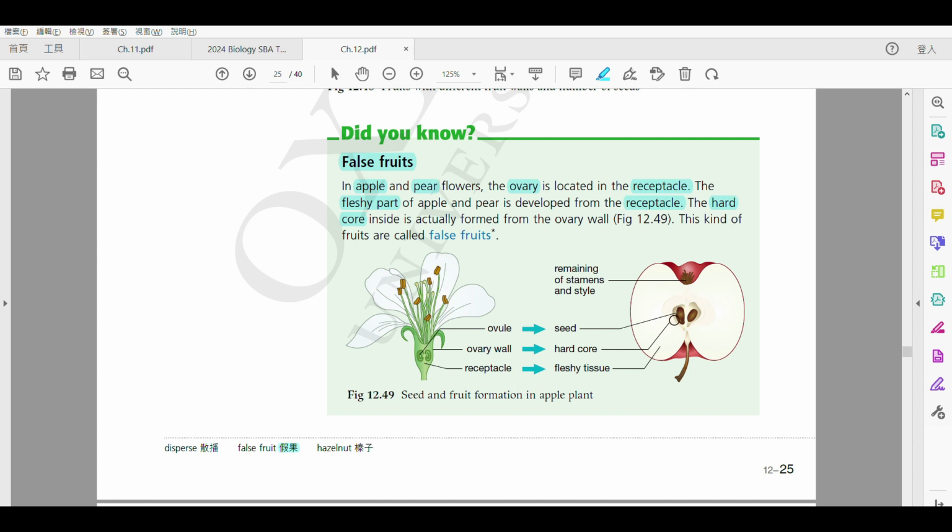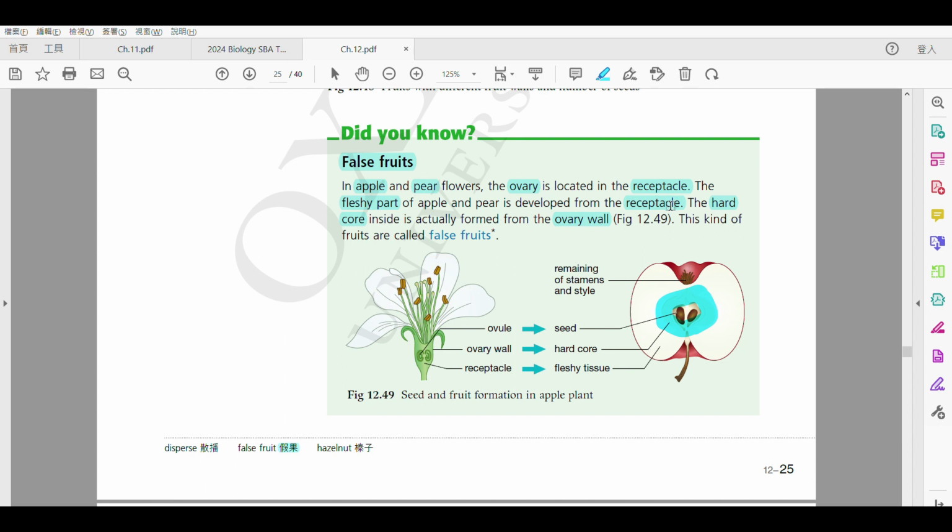So where is the hard core? Next time you eat an apple or a pear, we often avoid the center, the core, because how does it taste? Is it sweet or sour? Usually it's sour, right? So we tend to avoid this core area. This core area actually comes from the ovary, or the ovary wall.